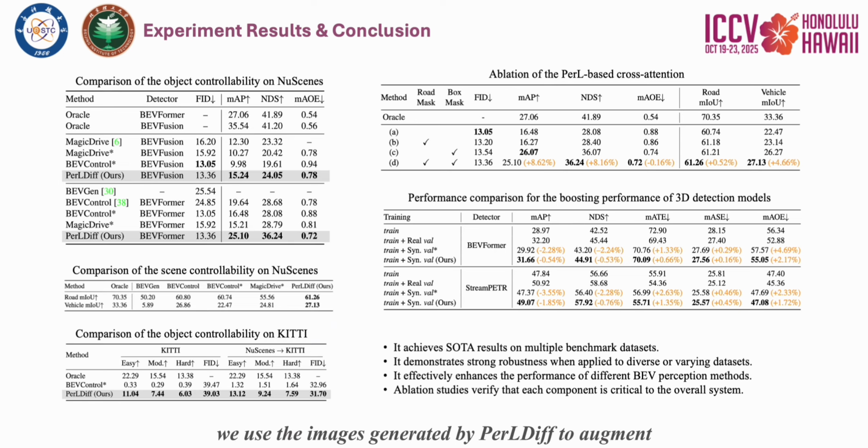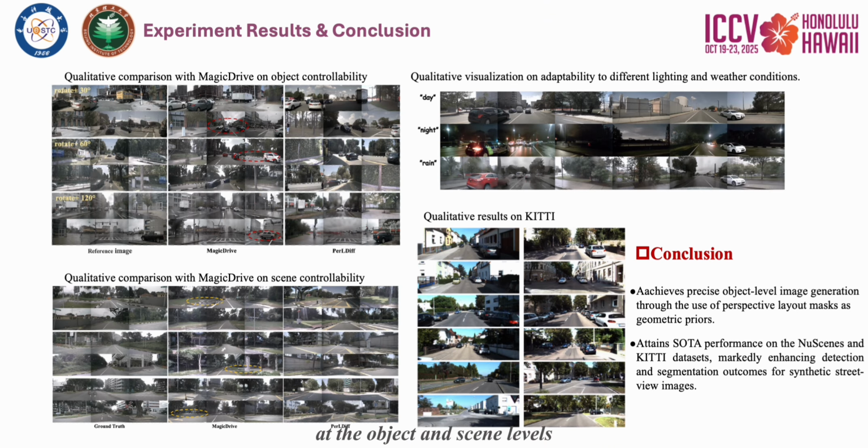Furthermore, we use the images generated by PerLDiff to augment the training datasets for BEV perception models, such as BEVFormer and StreamPETR, and observe consistent performance improvements across all benchmarks. In addition to controllability at the object and scene levels, PerLDiff can also control weather and time-of-day conditions simply by modifying the text input, further enriching the diversity and realism of the generated data. In summary, PerLDiff can generate high-quality, realistic, and controllable street view images, achieving both visual fidelity and precise geometric control.